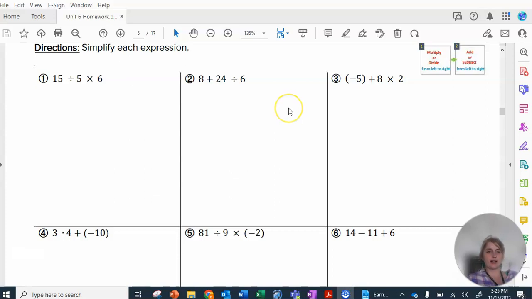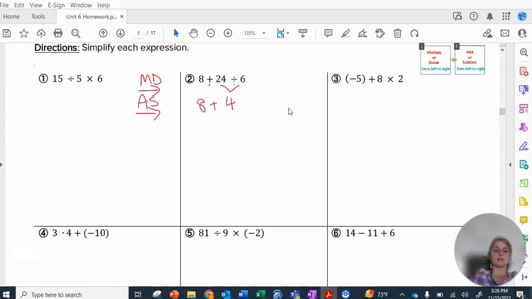So when you have multiplying and dividing and adding and subtracting, there are 2 levels of importance here. Multiplying and dividing is more important than adding and subtracting, so you do that first. So when you have adding versus dividing, that's the higher level. We do that first. 24 divided by 6 is 4. And then we can bring down our 8 and our plus sign and solve that problem.